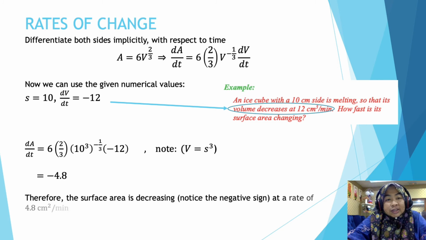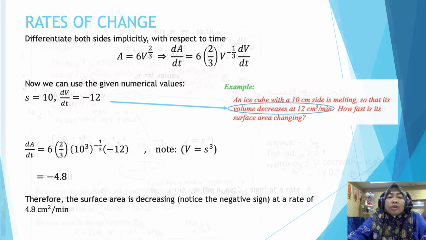Alright, so substitute all the values S and dV/dt into dA/dt. Take note, V is S cube and S is 10, so here we got 10 cube. And we have dV/dt negative 12, and the answer will be negative 4.8. So for the conclusion, therefore the surface area is decreasing at a rate of 4.8 centimeter squared per minute.